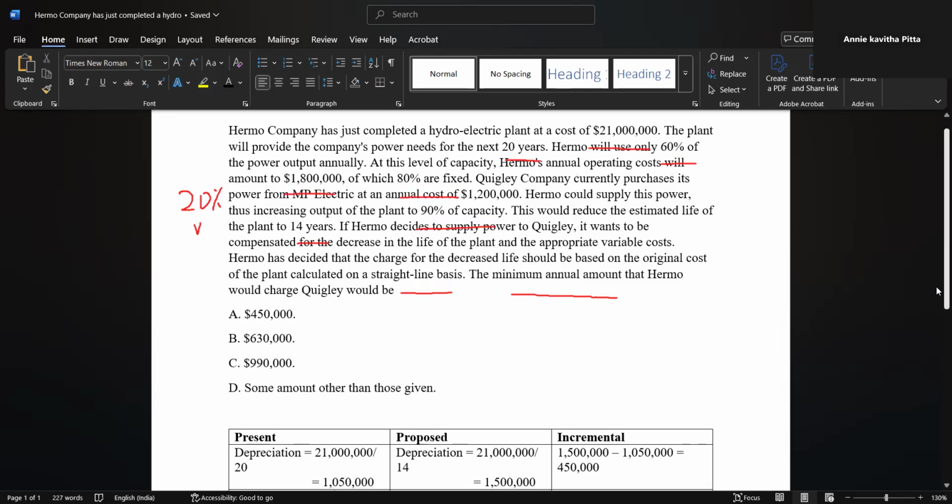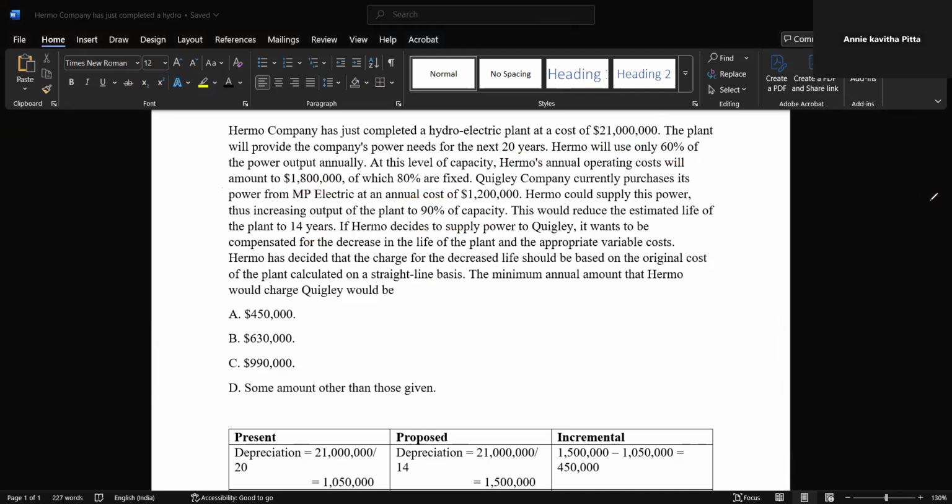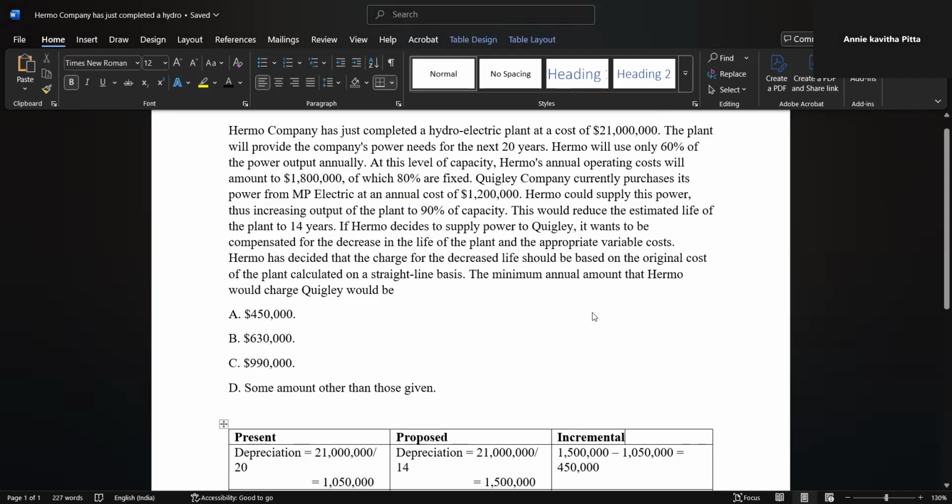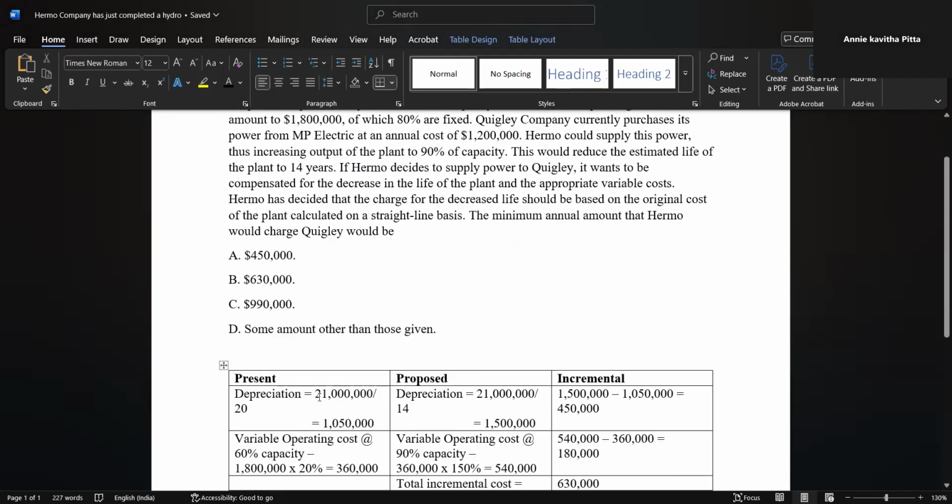Depreciation amount on a cost of 21 million over a period of 20 years. In this table, just look into this one. Depreciation of 21 million over a period of 20 years is 1,050,000. But when the life is brought down to 14 years, the depreciation amount calculated would be 1,500,000. So the incremental cost on account of depreciation is 450,000: 1,500,000 minus 1,050,000.